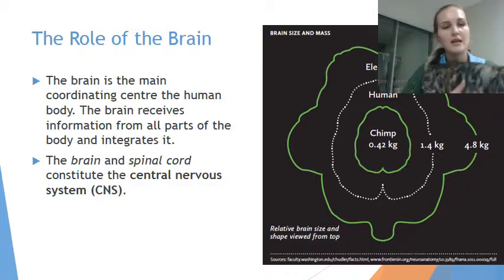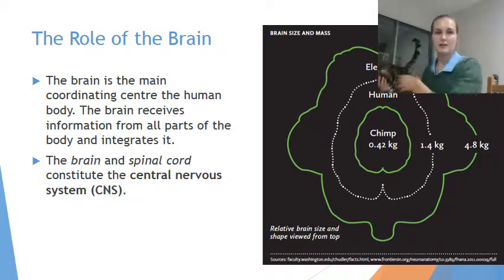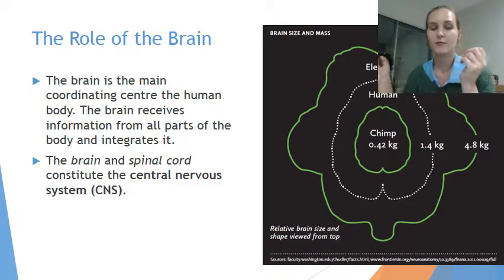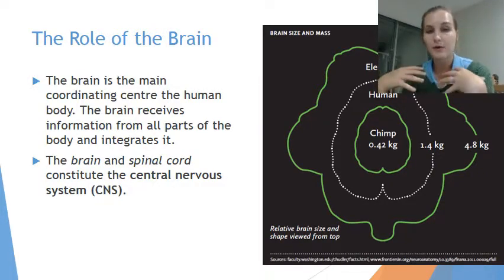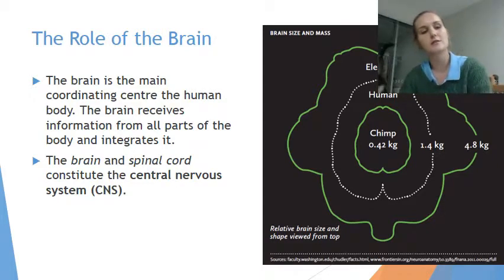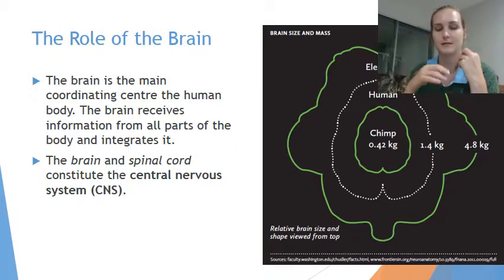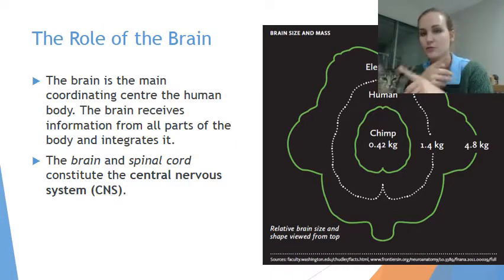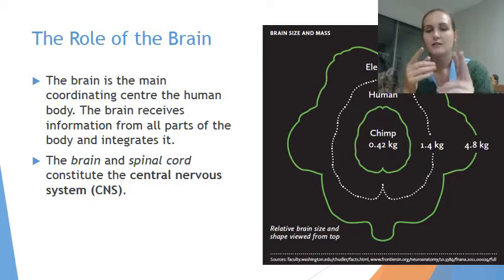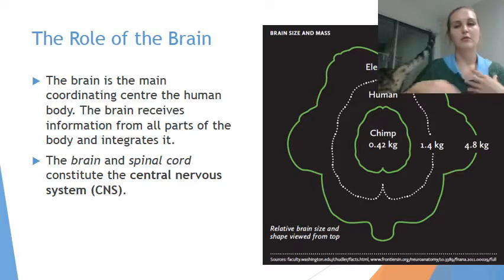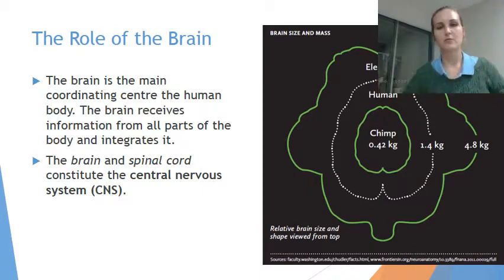Now, the role of the brain, as you would already know, is the main coordinating center in the body. It receives information from all parts of the body, and it integrates this information, then makes decisions and carries out actions. Okay, the brain and the spinal cord are the central nervous system. So there are two parts to the nervous system: the central nervous system and the peripheral. As you can guess, central is the brain and the spinal cord. Peripheral is when the nerves branch out into the periphery.